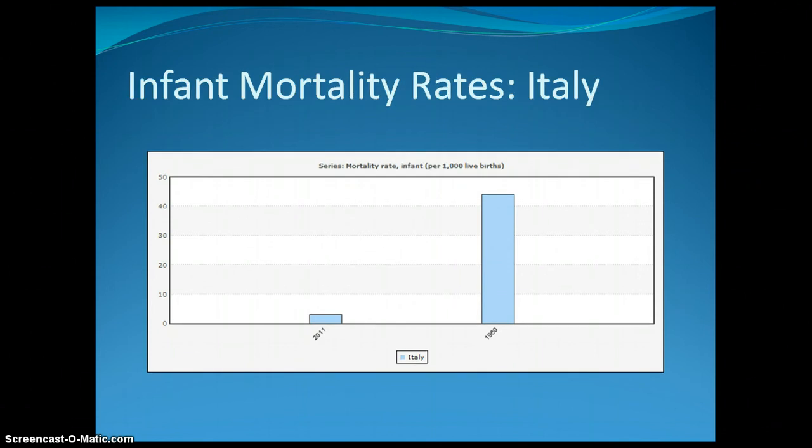In 2011, Italy's infant mortality rates are about 3 deaths per 1,000 live births. In 1960, in Italy, infant mortality rates were at 44 per 1,000 live births. That number has decreased by 41 deaths in about 50 years. This is a very significant change.